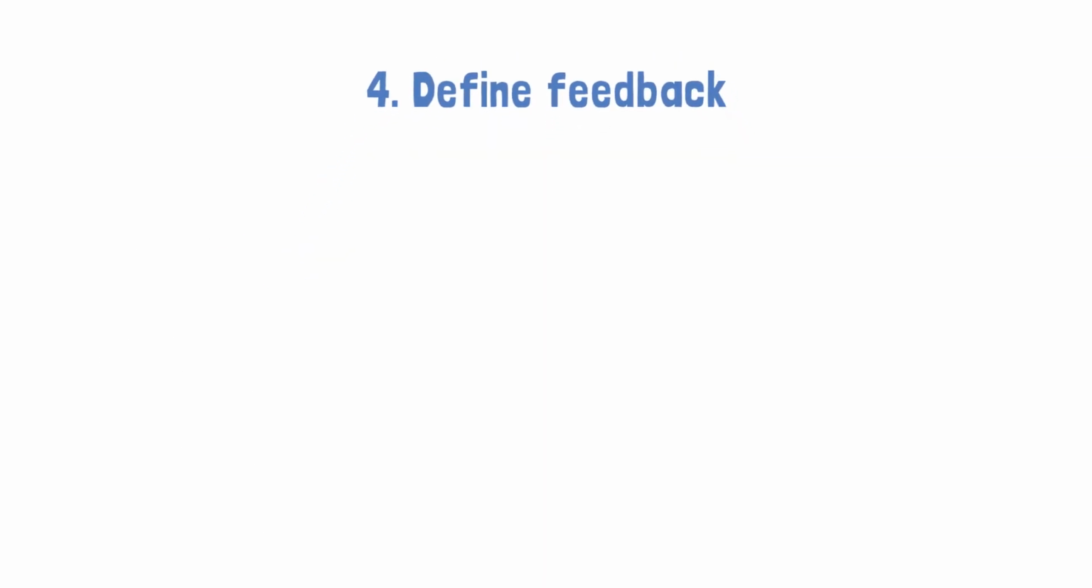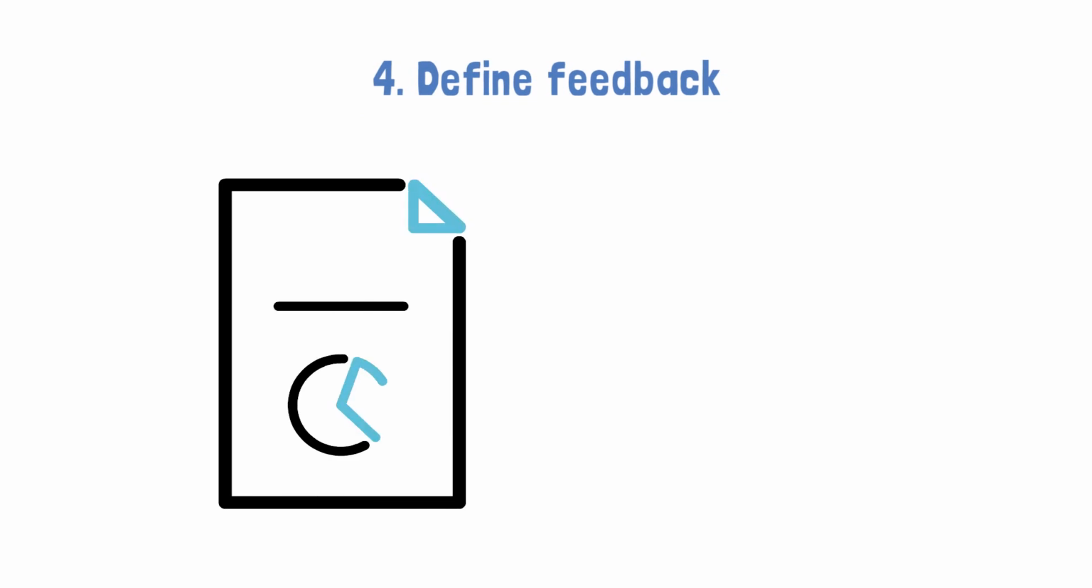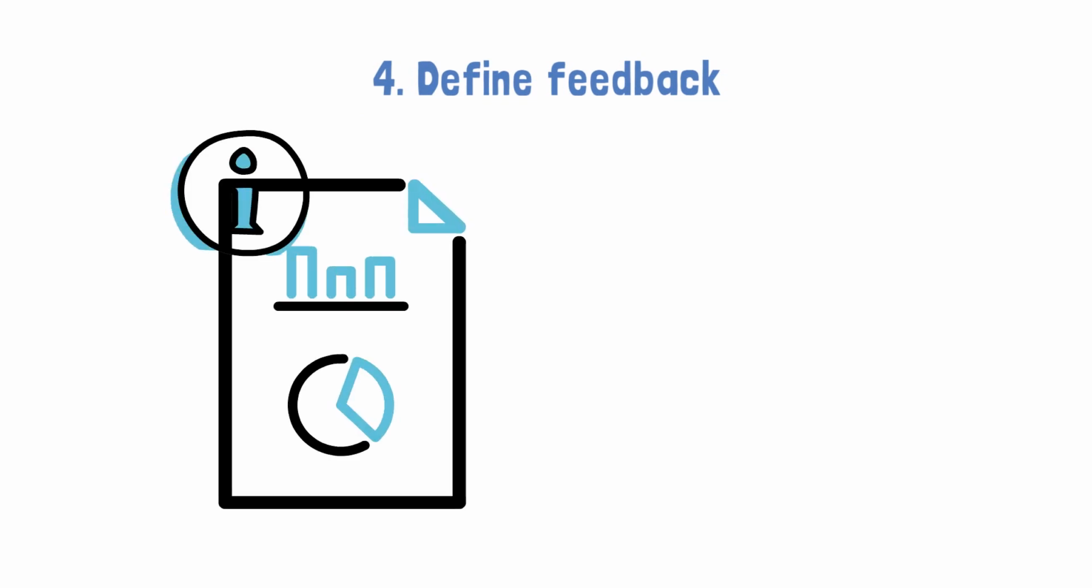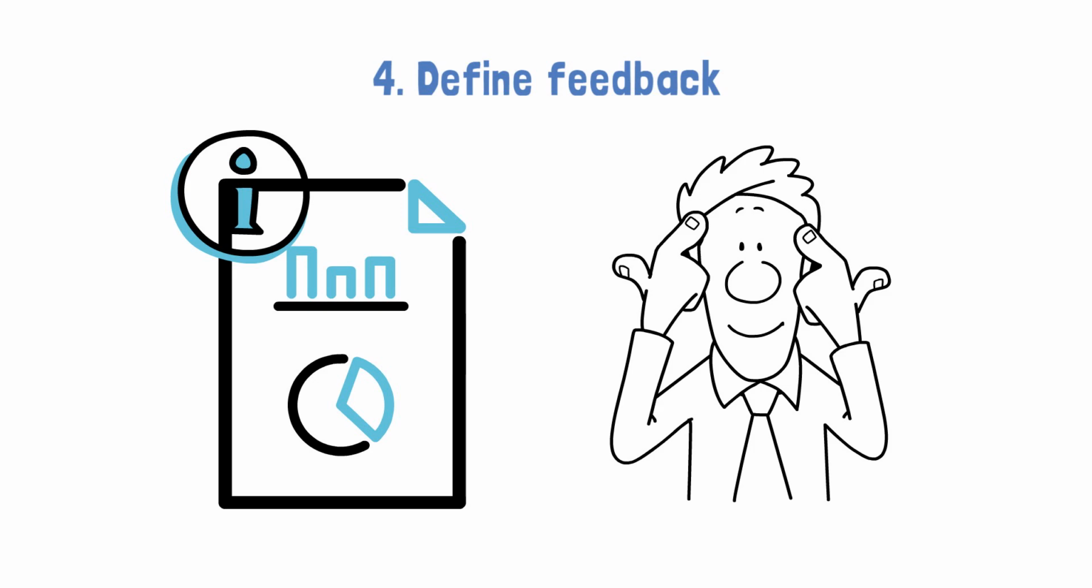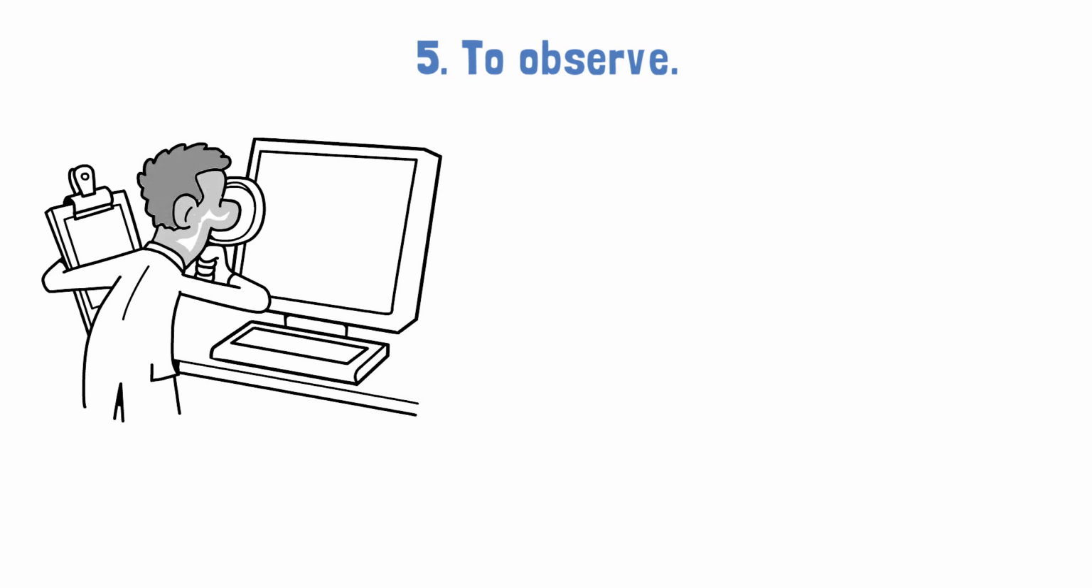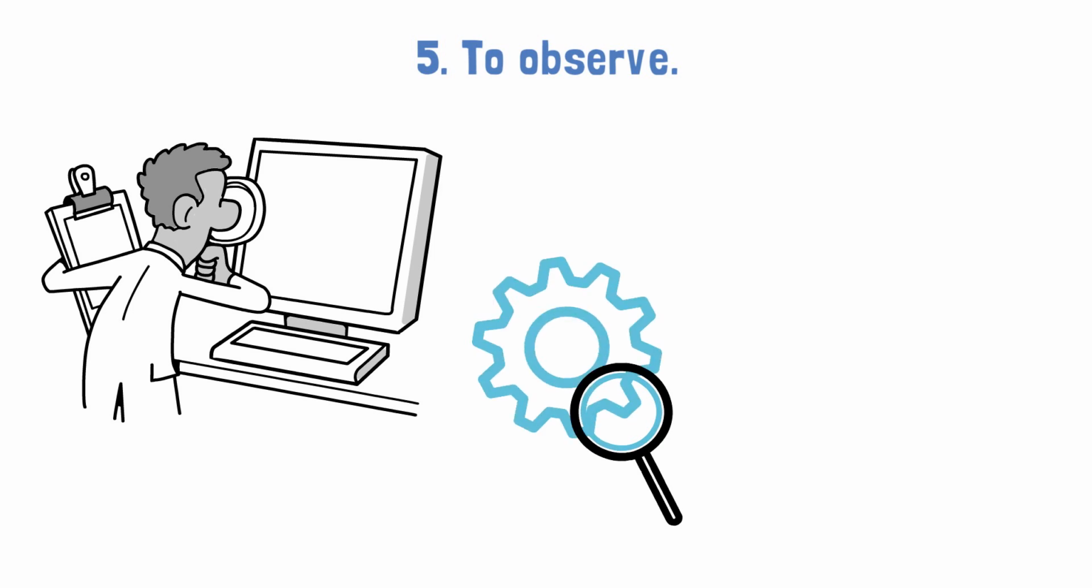4. Define feedback. The fourth step is to define responses for each type of risk according to their level of importance. At this stage, measures to be taken in case of any unfortunate incident are decided. 5. To observe. The final step in the risk management strategy is to monitor its effectiveness in incident response. This often requires continuous data collection and analysis.